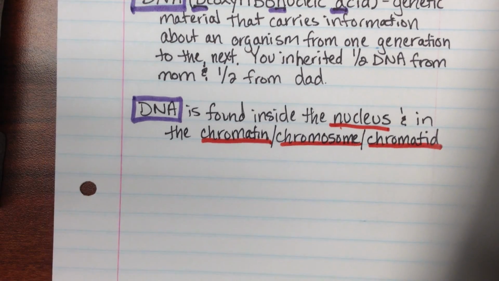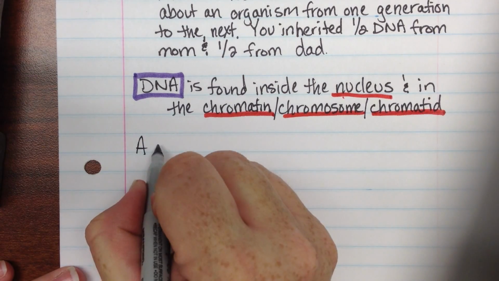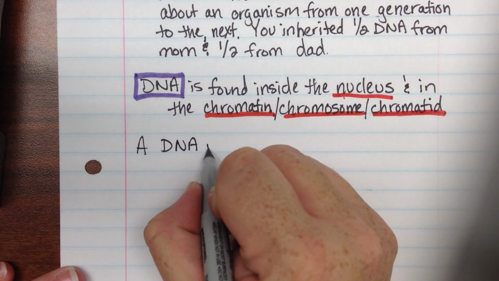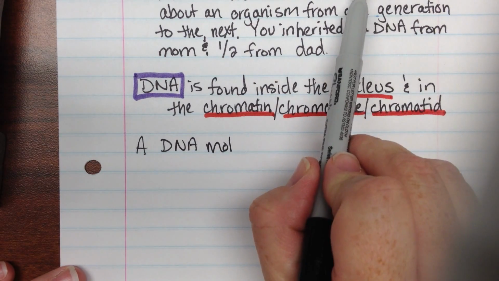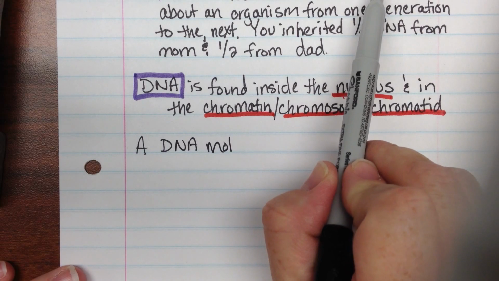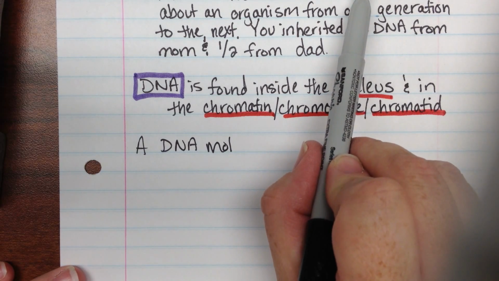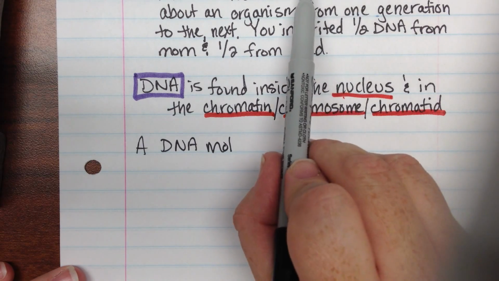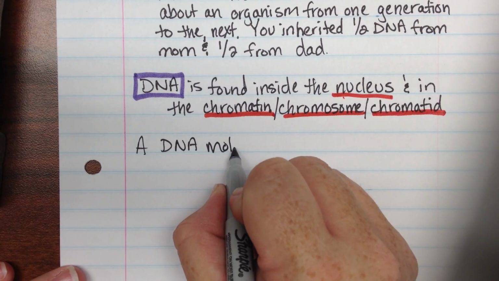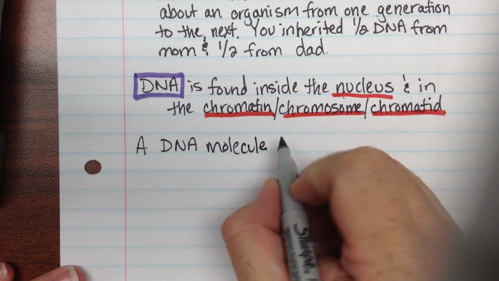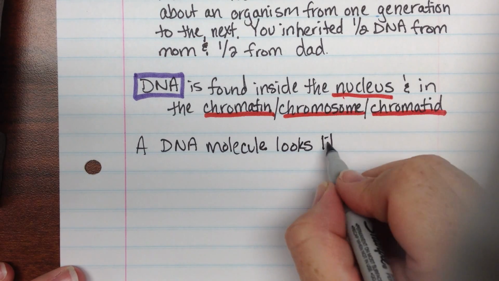So what does DNA look like? Okay. A DNA molecule, remember it is a molecule, it's a nucleic acid. Okay, that's one of those 4 biomolecules that we talked about at the beginning of the school year. Remember we had carbohydrates, lipids, proteins, and then we also had our nucleic acids. Okay, so the DNA molecule looks like a twisted rope ladder.